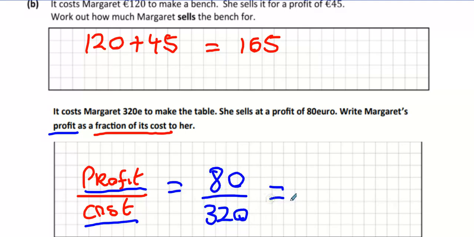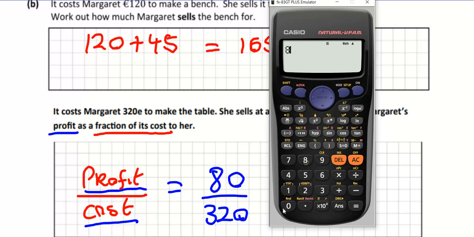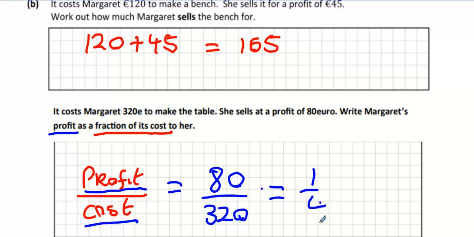And then I throw that into the calculator. Once again, if you haven't got that done, please write it down now. 80 over 320. We've got a quarter. 1 over 4.